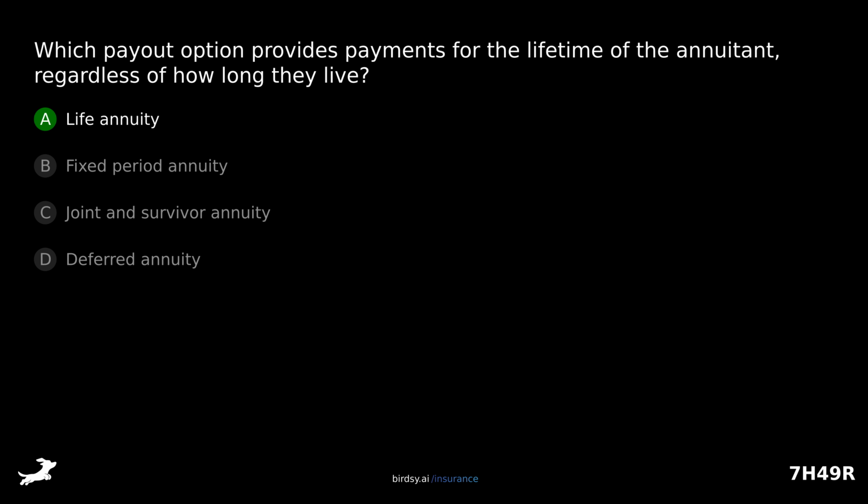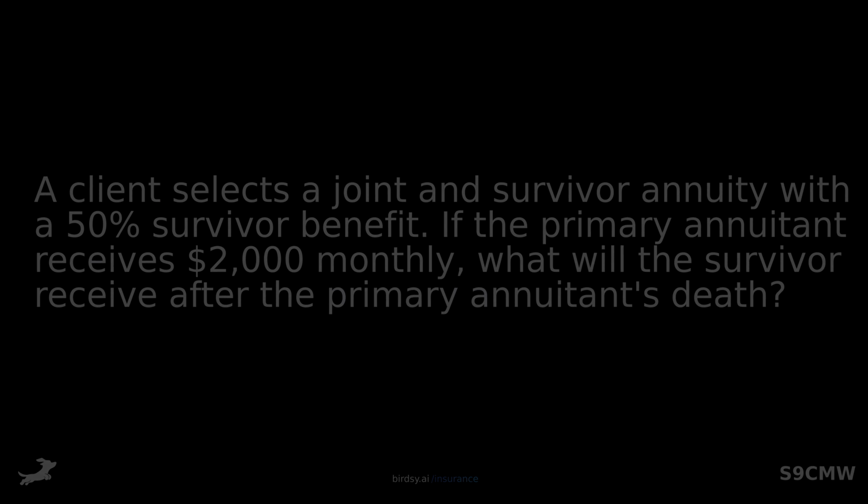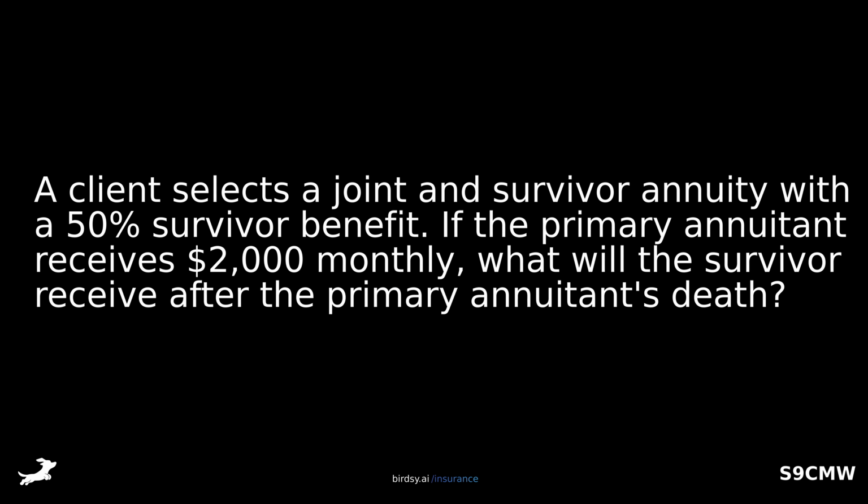The answer is A, life annuity. Why this question may seem a bit tricky: the distractors include options that limit payment duration. A life annuity pays for the lifetime of the annuitant. A client selects a joint and survivor annuity with a 50% survivor benefit. If the primary annuitant receives $2,000 monthly, what will the survivor receive after the primary annuitant's death?